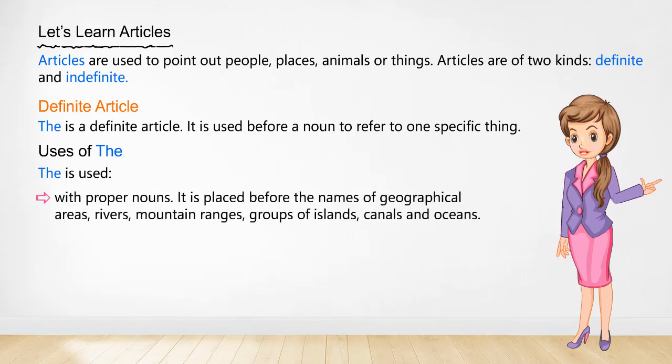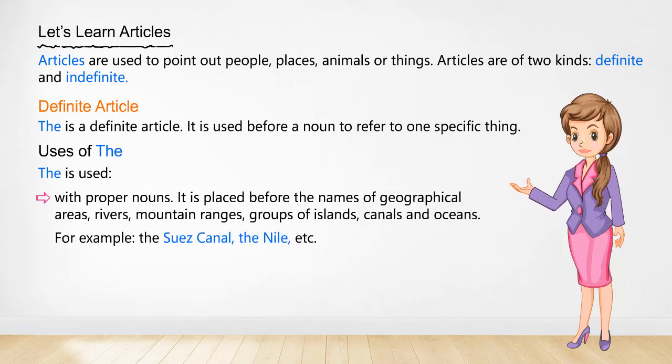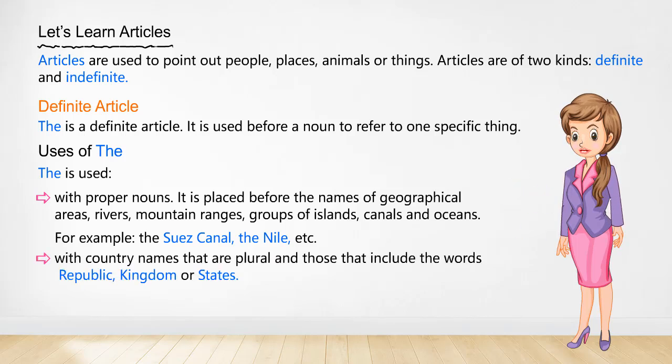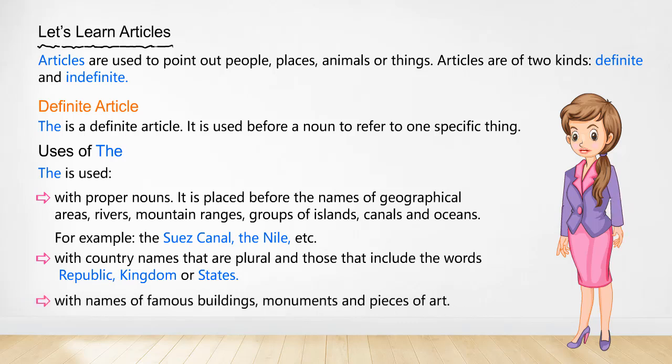With proper nouns, it is placed before the names of geographical areas, rivers, mountain ranges, groups of islands, canals, and oceans. For example, the Suez Canal, the Nile, etc. With country names that are plural and those that include the words republic, kingdom, or states. With names of famous buildings, monuments, and pieces of art.